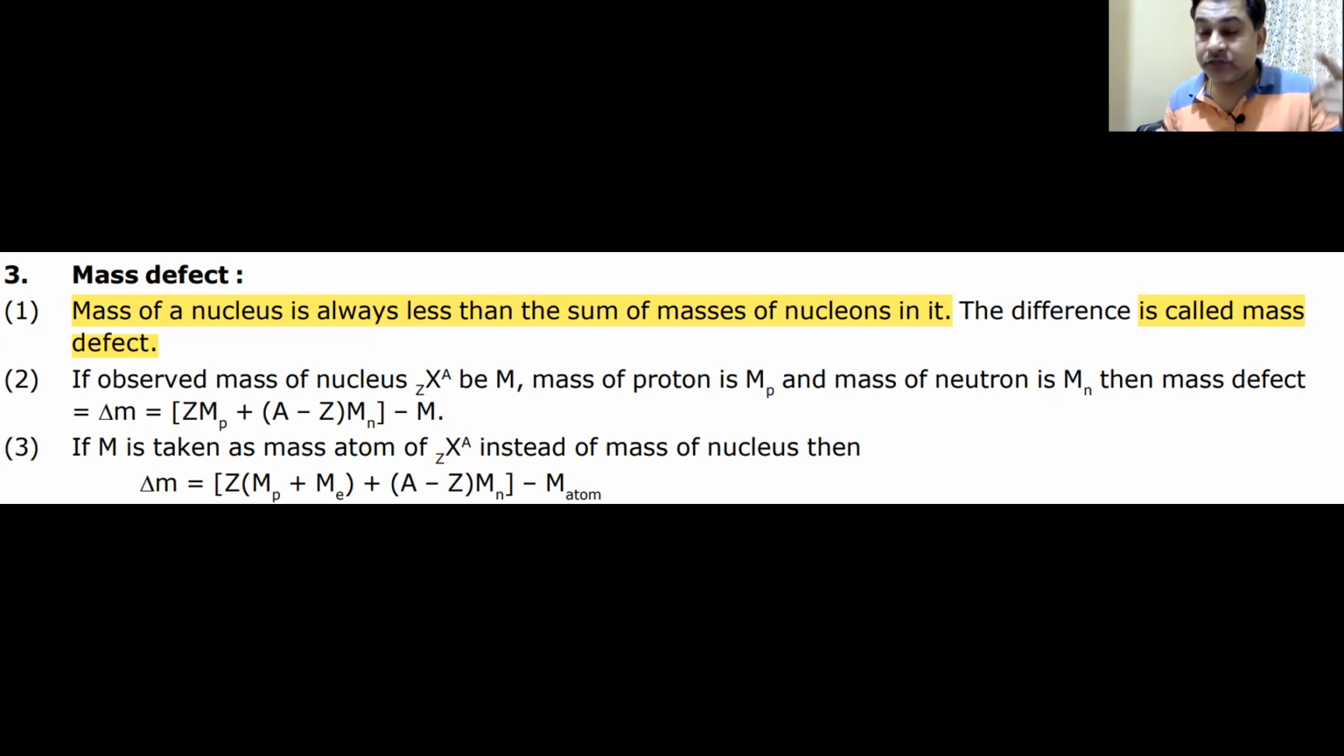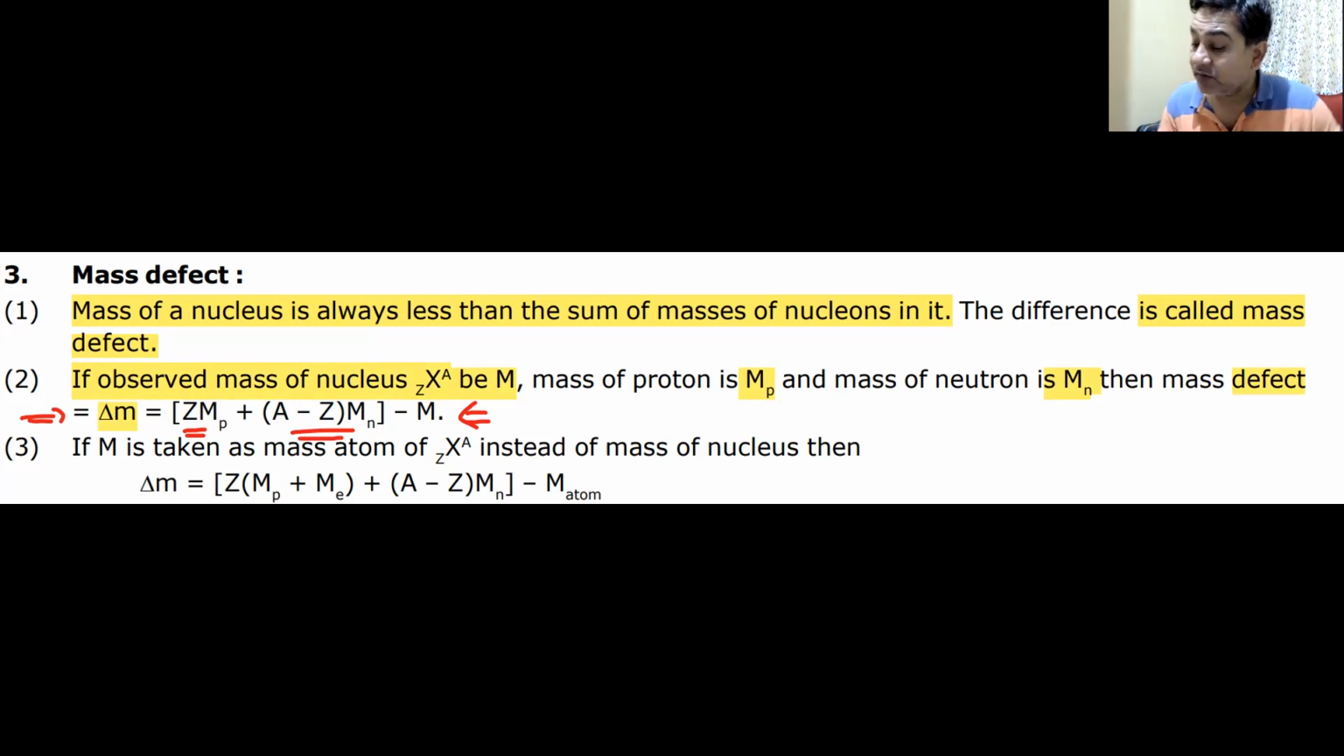Then I have a simple formula to find out the mass defect. If the mass of the nucleus is m, the mass of the proton is mp, and the mass of the neutron, almost the same but still different, is mn, what will be the mass defect? The mass defect will be simply total mass of protons plus total mass of neutrons, which will always be more, minus the mass of the nucleus. Do we understand this formula?